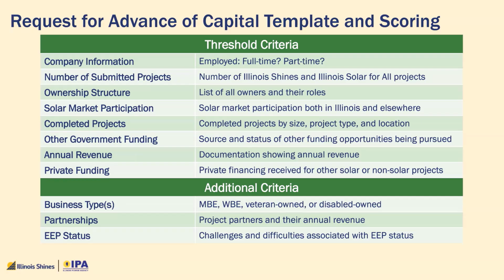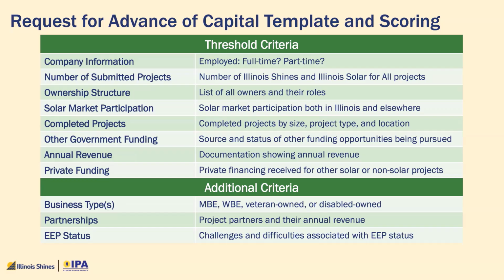Number of submitted projects, which requires listing projects submitted into either the Illinois Shines or Illinois Solar for All programs. The scoring of this criteria is weighted in favor of entities with fewer project applications and projects developed. Ownership structure, which requires listing all company owners and describing their roles, noting any businesses that have minority ownership of your company.